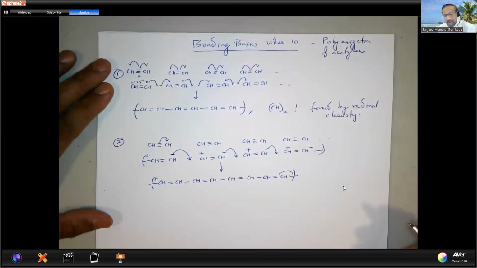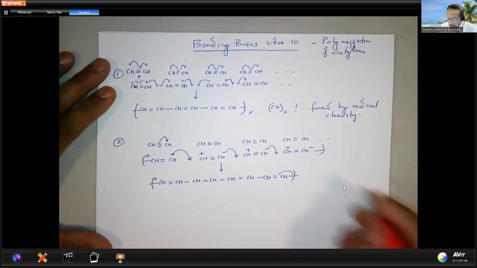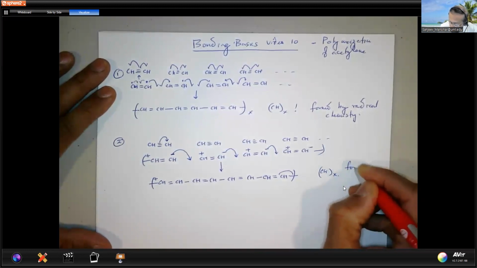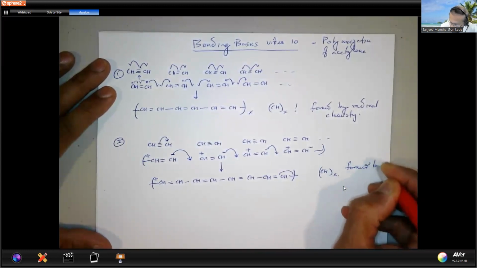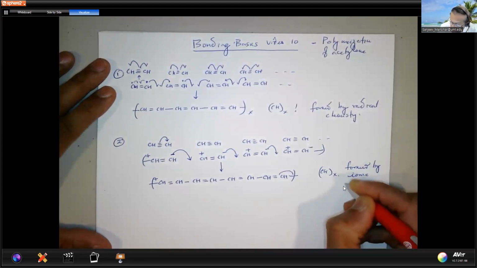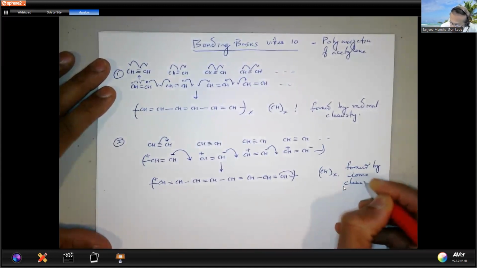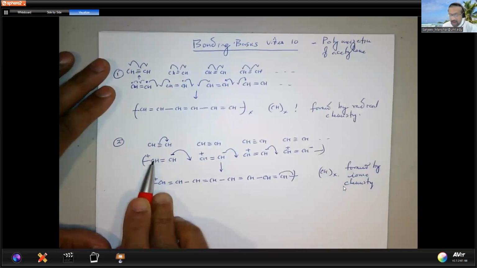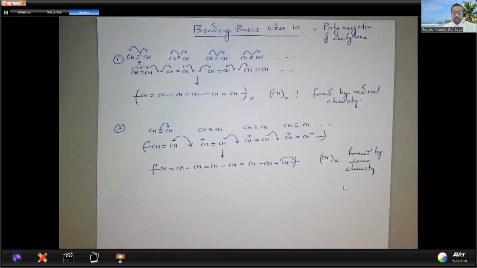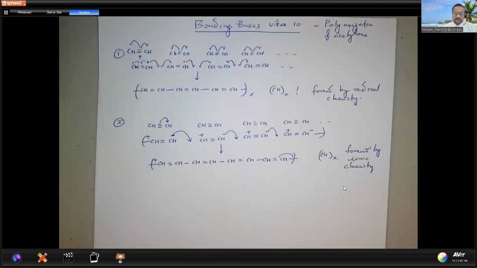It's amazing, right? You can get polyacetylene formed by ionic chemistry, because it forms from ions, pluses and minuses, right? So there are two ways of doing this. This is the second way. Is there another way?